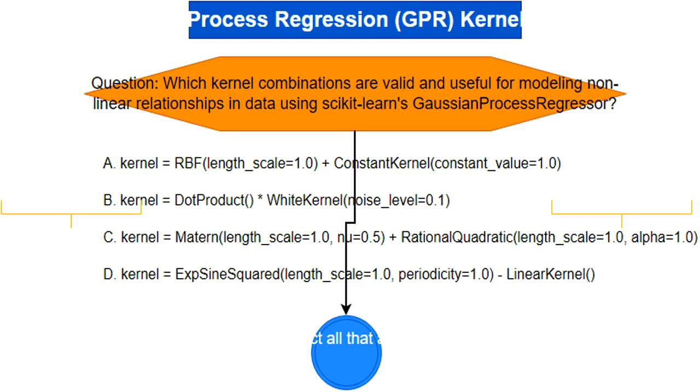This question tests your knowledge of different kernel functions used in Gaussian process regression, GPR, a machine learning technique for modeling relationships between data points. We'll explore which kernel combinations are valid and useful for capturing nonlinear patterns in your data. I'll explain the options and how to evaluate their validity and usefulness.